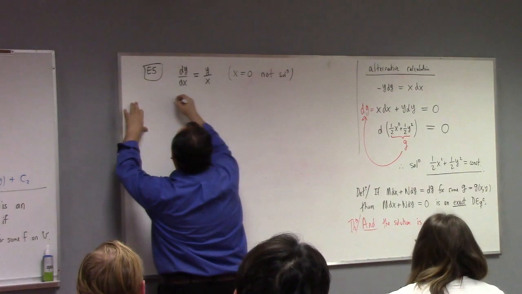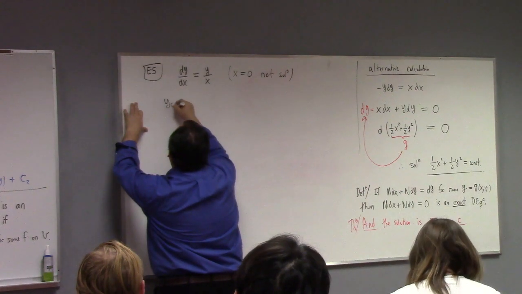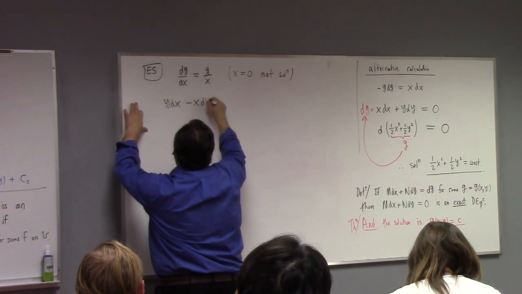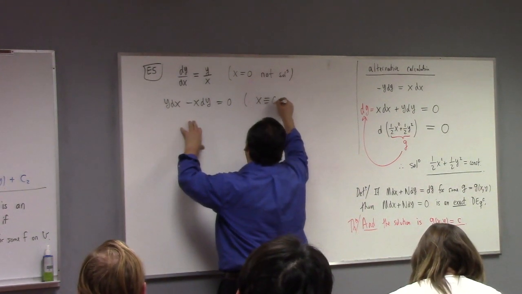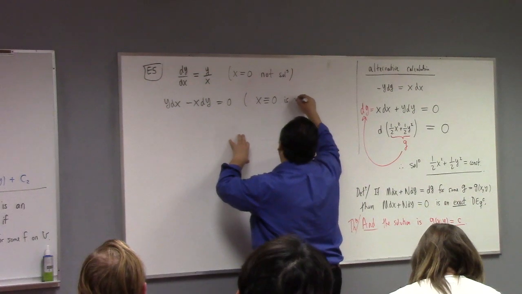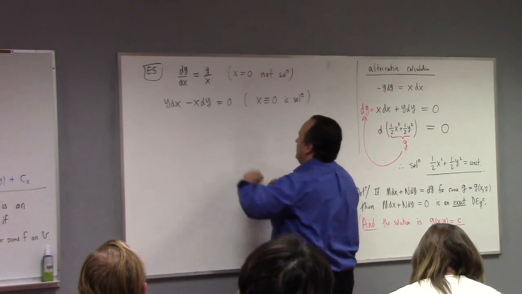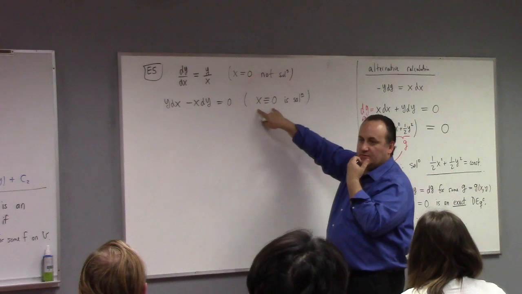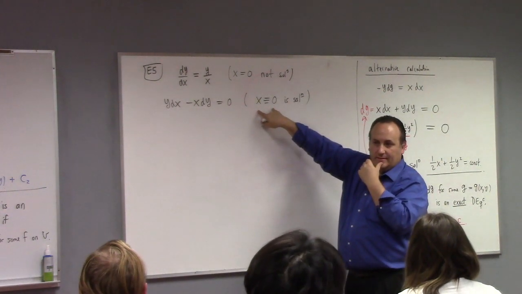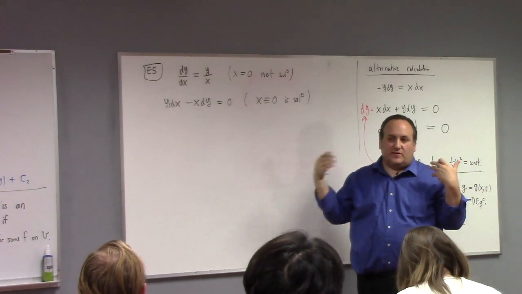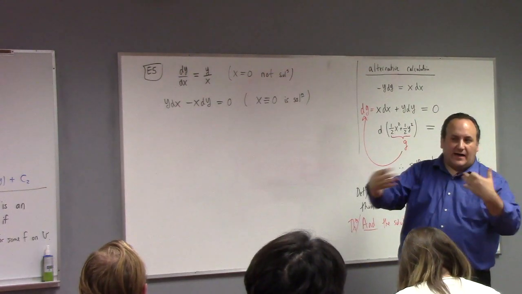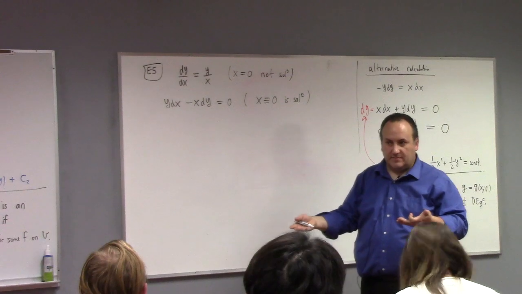But on the other hand, if I write y dx minus x dy equals 0, x identically equal to 0 is a solution. This just means identically equal to 0, all right? But that solution's not a function. So this begs a larger question: what do we allow to be a solution in here?